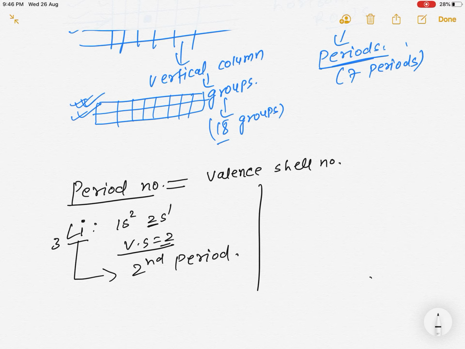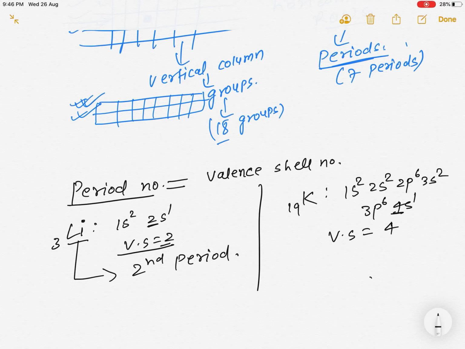Similarly, let's take another example. Let's take potassium. Write the electronic configuration: 1s2, 2s2, 2p6, 3s2, 3p6, 4s1. What's the valence shell number for potassium? Is that the fourth shell? Yes. And the period number of potassium will be the fourth period. So go to the fourth period, you will find potassium. Now which group? We will discuss that also.